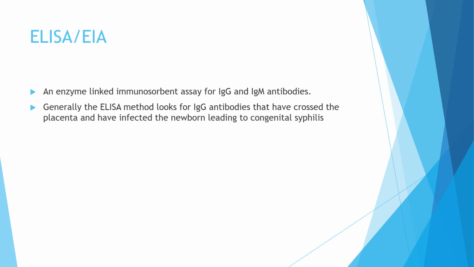In enzyme-linked immunosorbent assay, we are looking for IgM or IgG antibodies. Generally, the ELISA method looks for IgG antibodies that have crossed the placenta and have infected the newborn, leading to congenital syphilis. So most of the time, ELISA is used to screen newborns for congenital syphilis.